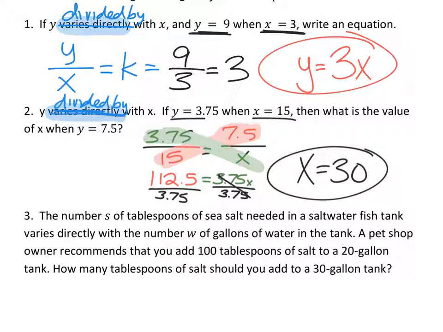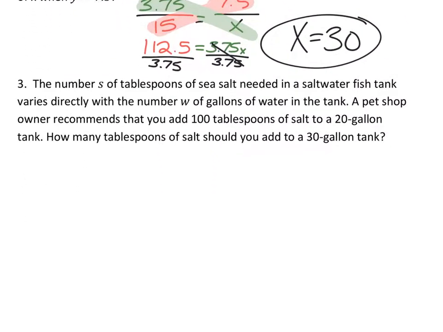Now, I've got a situation for you here in this word problem. You own a fish tank, and it's got saltwater fish in it. We're trying not to kill our fish, because if you put the wrong amount of salt or the wrong amount of water in your fish tank for your saltwater fish, they don't sell the fish. We're going to keep our pets alive, and we're going to solve this problem.